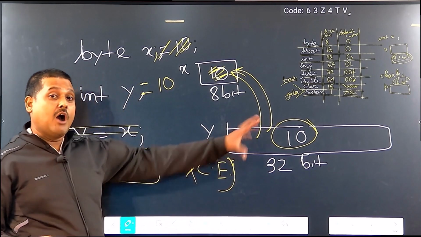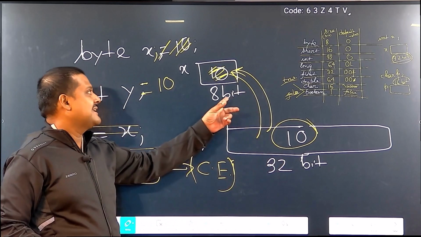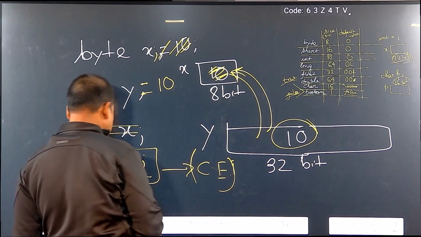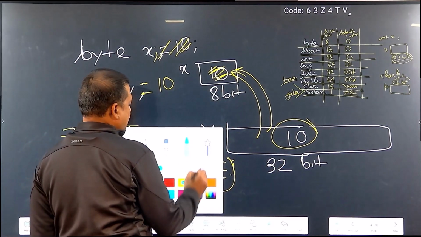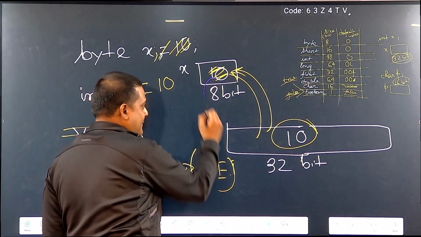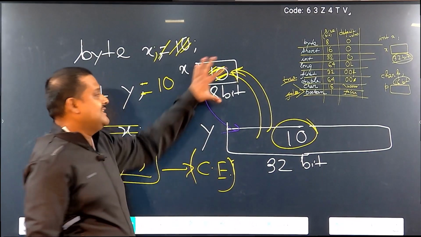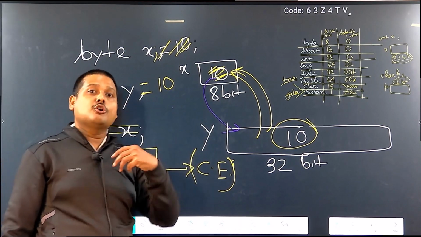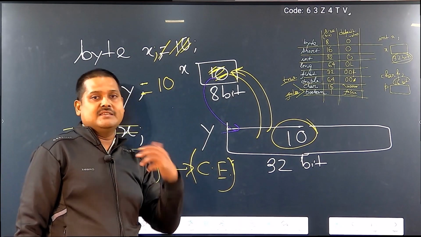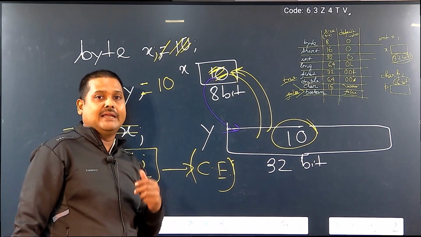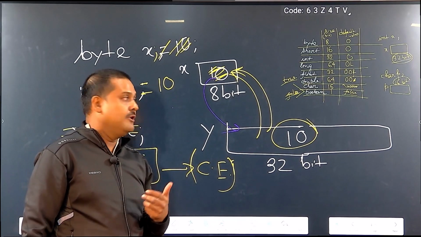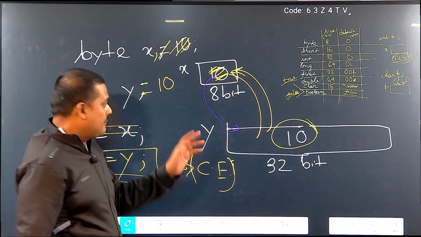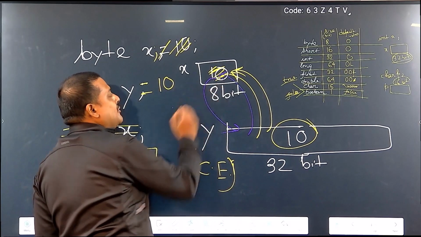But you will say, how is that possible? In the previous case, I was storing a value from x to y. As the size is lower, lower size data can be accommodated in the higher size, and that is called auto casting. The compiler will automatically cast the value into its higher type. But a higher value cannot be accommodated in a lower type.